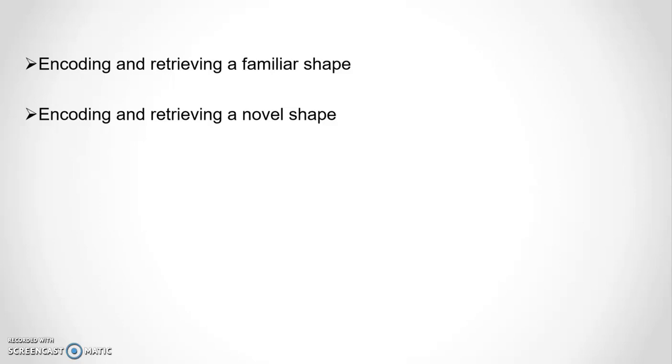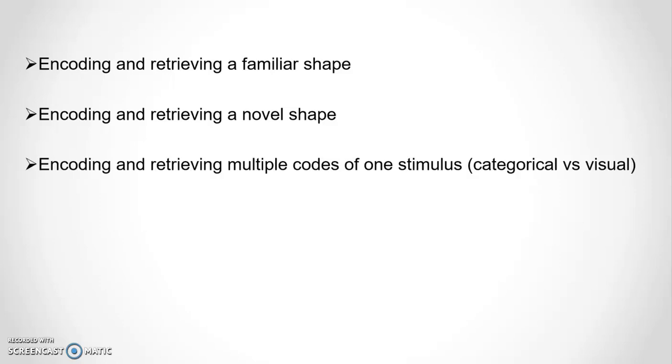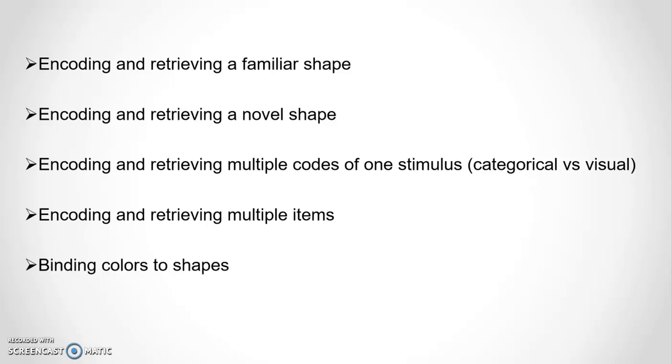Now that we learned about the VAE and the binding pool, I can explain the series of simulations we performed on MLR, such as encoding and retrieving a familiar and a novel shape, encoding multiple codes of an item, encoding multiple items in memory, and binding colors to shapes. Let's start with the first one, which is encoding and retrieving a familiar shape.